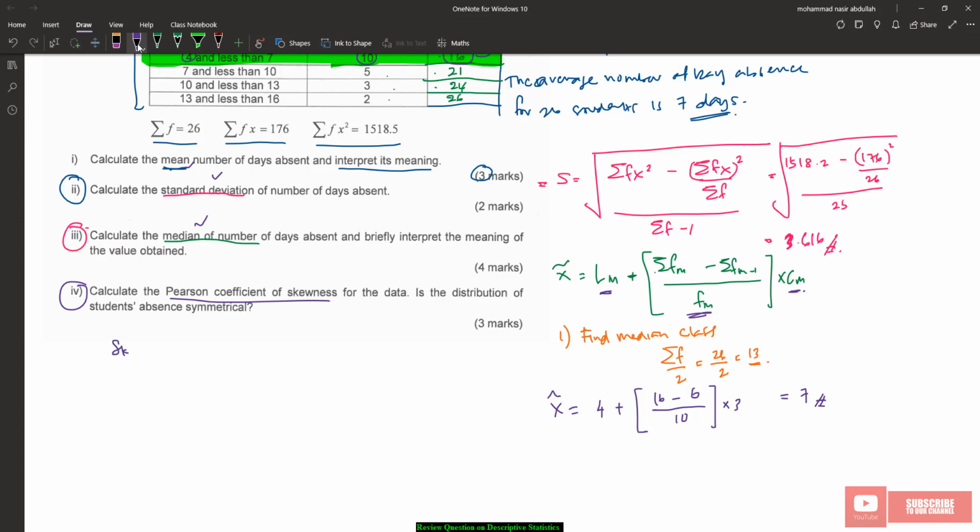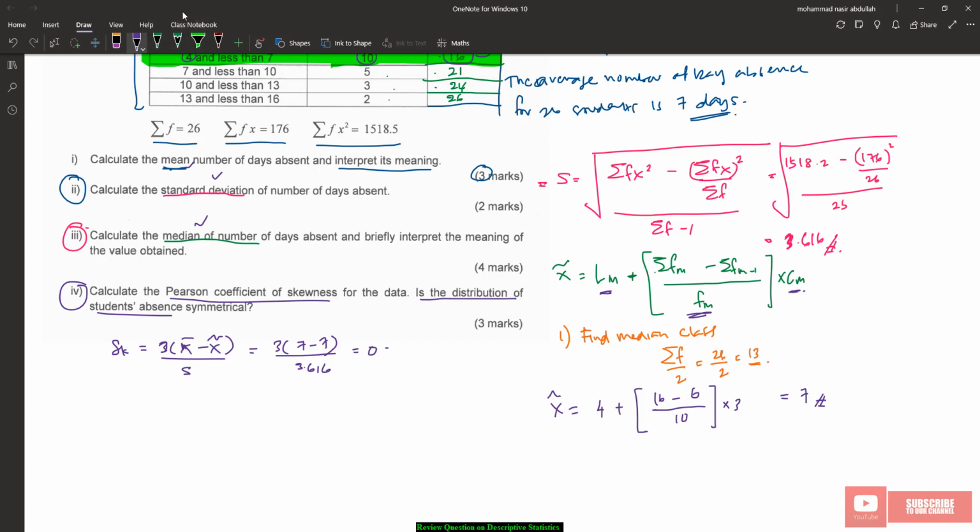The coefficient of skewness is equal to 3 times mean minus median divided by standard deviation. So this one should be 7 minus 7 divided by the standard deviation, 3.616, which is equal to 0. Right. So since the Pearson coefficient of skewness is equal to 0, then we can say that the distribution of student absence is symmetrical or normally distributed. Right. That's how we answer the question.